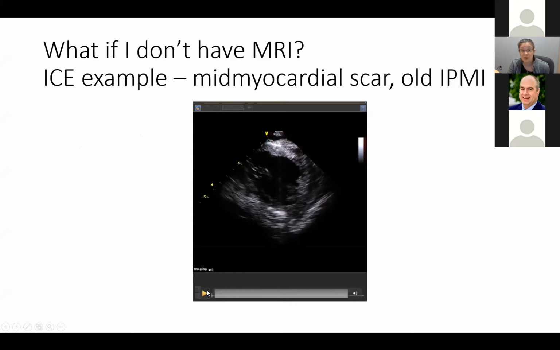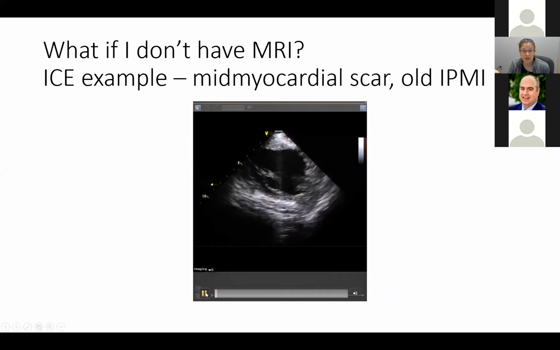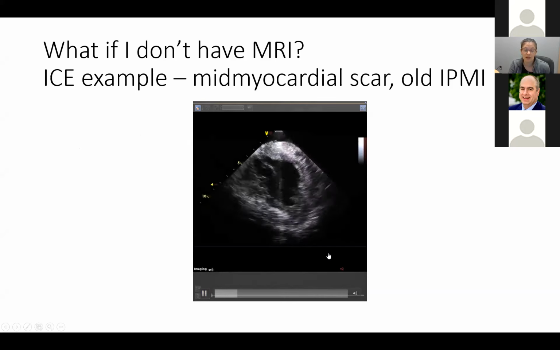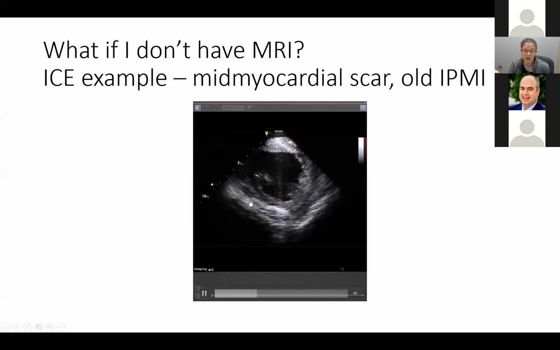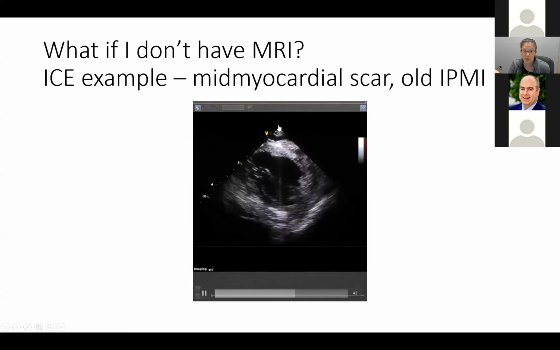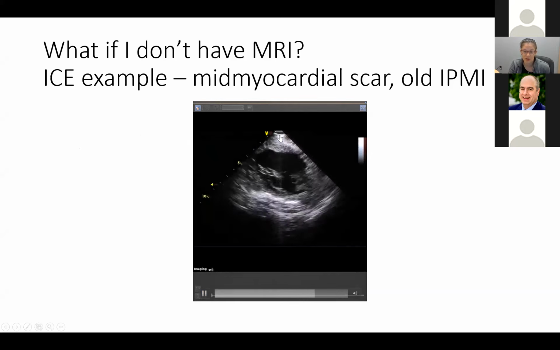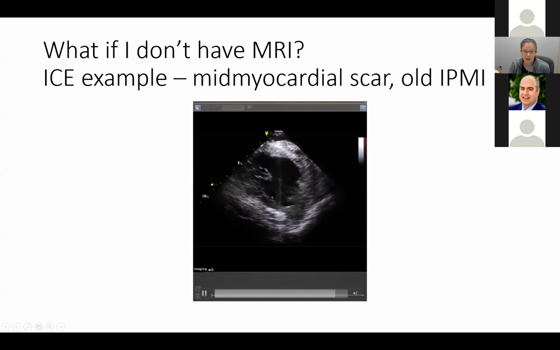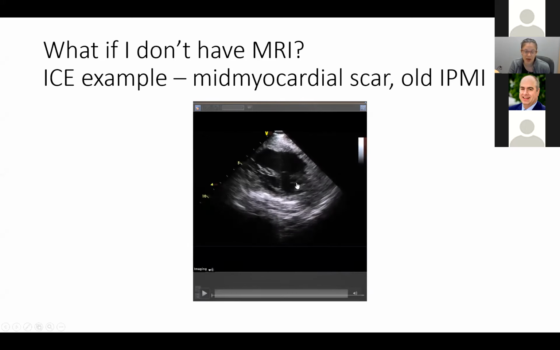So what if I don't have an MRI, you might say? So here's an example of using intracardiac ultrasound to identify mid-myocardial scar. So here we have an intracardiac echo probe located in the right ventricular outflow tract. We're looking at the left ventricle. We can see the bases of the papillary muscles. We can see the mitral valve over here.